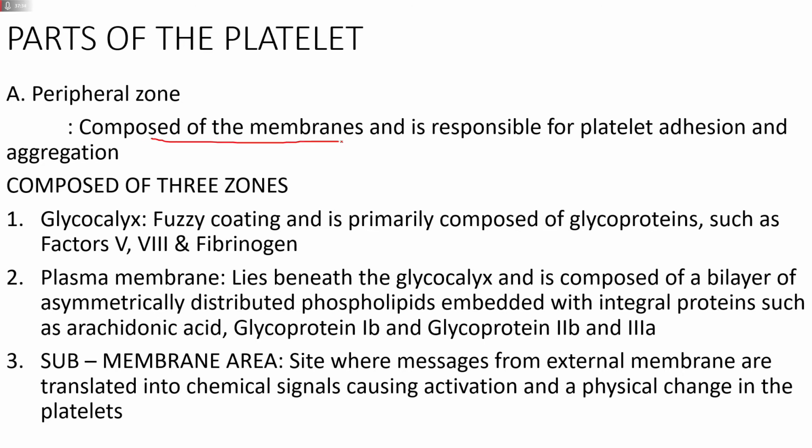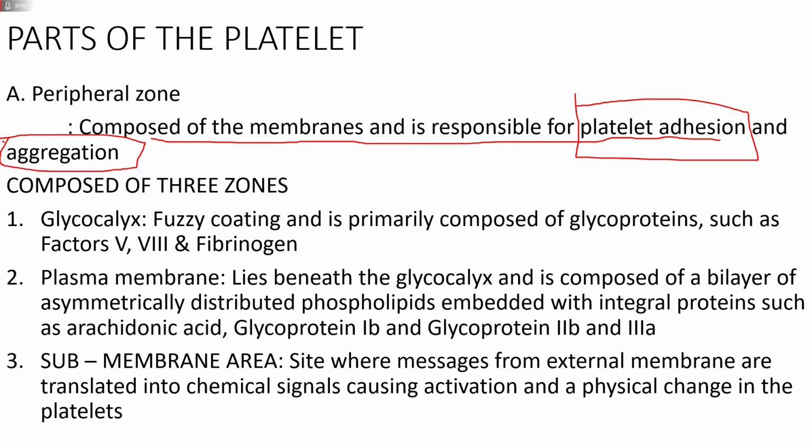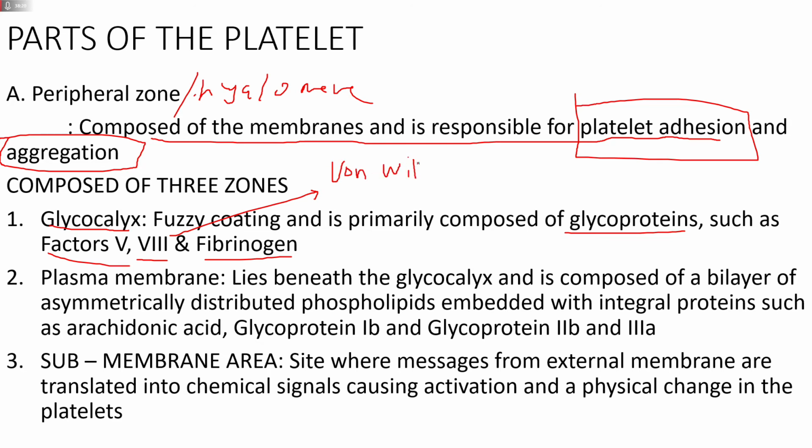Now this is composed of the membranes and is responsible for platelet adhesion and aggregation. Now yung peripheral zone nyo has even 3 areas or 3 zones. The first one would be your glycocalyx. Now, your glycocalyx class is a fuzzy coating and is primarily composed of glycoproteins such as factor 5, factor 8, and fibrinogen. Now, itong mga factor 5, factor 8 na to class, this would be part of your hematome. But just to give you a brief background, yung factor 8 nyo class, this is also known as your von Willebrand's factor.